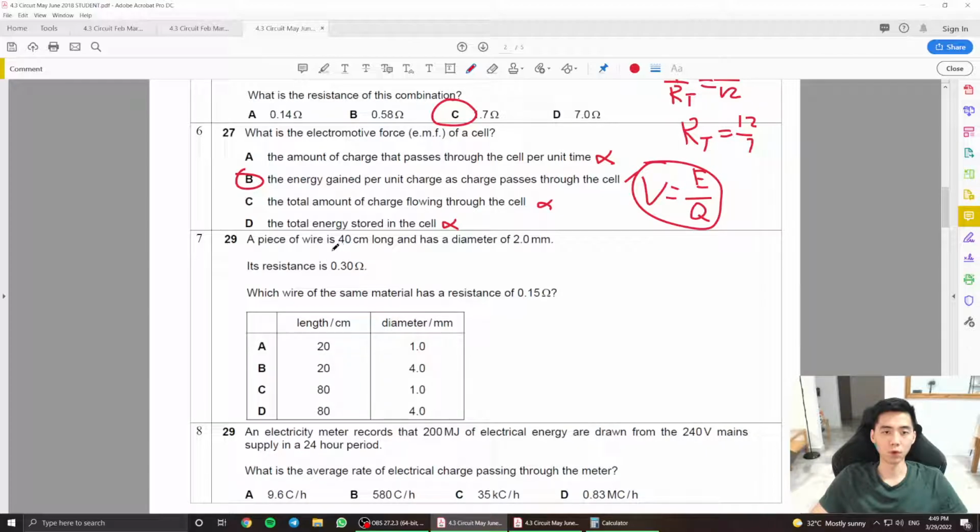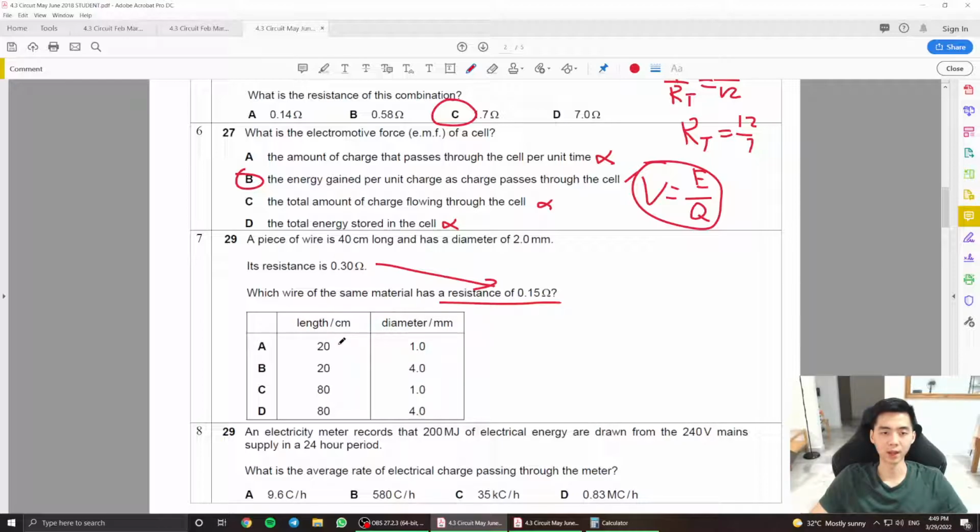A piece of wire is 40 cm long and has a diameter of 2 meters. The resistance is 3 ohms. What wire of the same material has a resistance of 0.15 ohms here, which is essentially half here, right? Now, if I want to halve this, I could either halve the length, but I have to keep the diameter, or let's just go through each and every one of them and see what goes on.